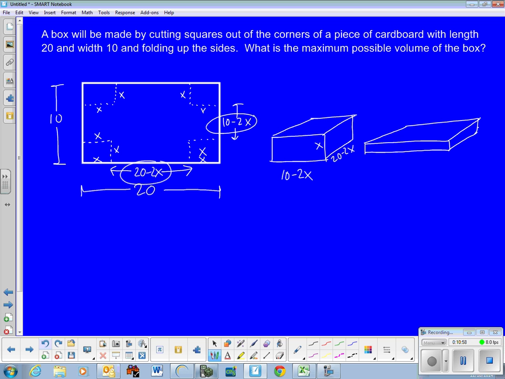So it might be like that. They're the same no matter what. X is what's varying. All right, you could cut out a tiny one, but think about what's the biggest you could cut out. You can't cut out any more than 5. Would you agree with that? Because at that point, you've used up the entire width of your rectangle. So somewhere between 0 and 5 is going to make the biggest possible box.